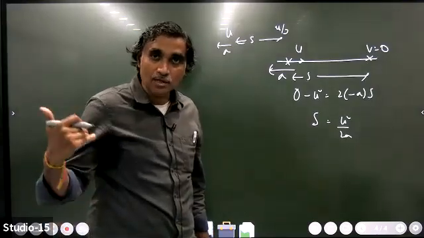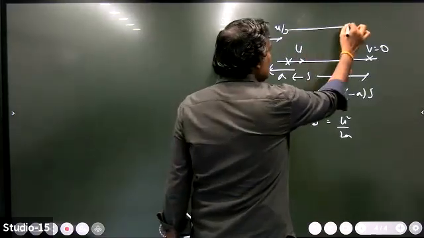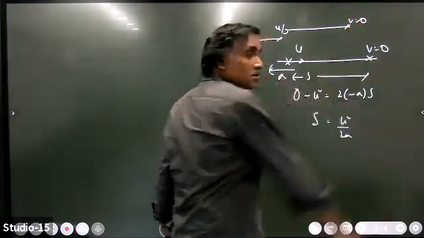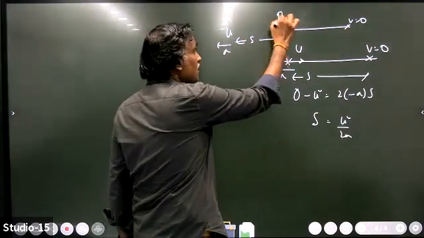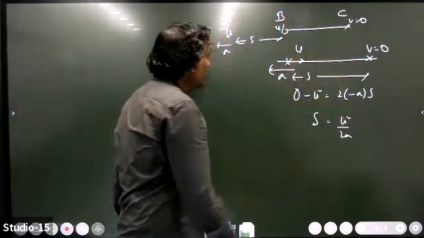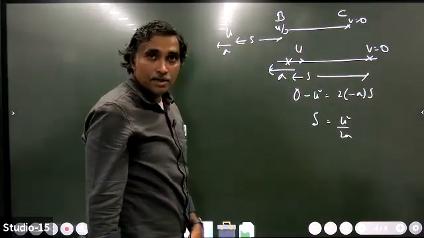Velocity only has become 1/3, means it has become u by 3. Then what is the further distance it travels before it finally stops? That is the question. Now I have considered the initial point as A, this point as B, this point as C. And throughout, what is acceleration? Minus a only. That is, retardation is a.